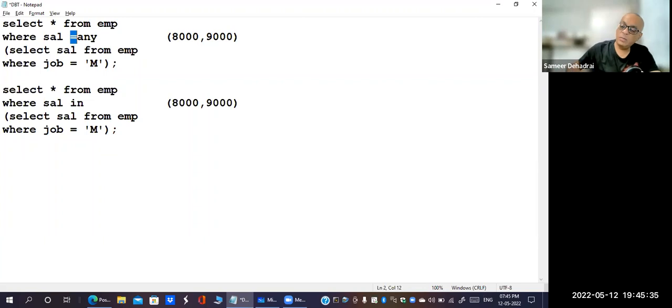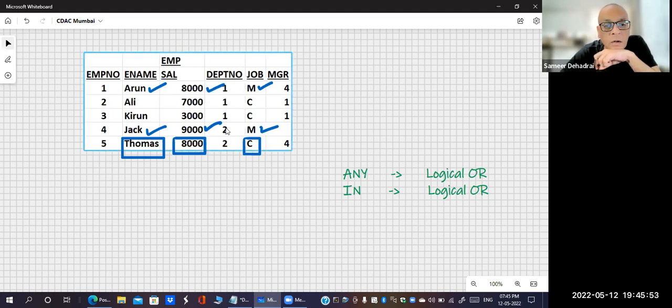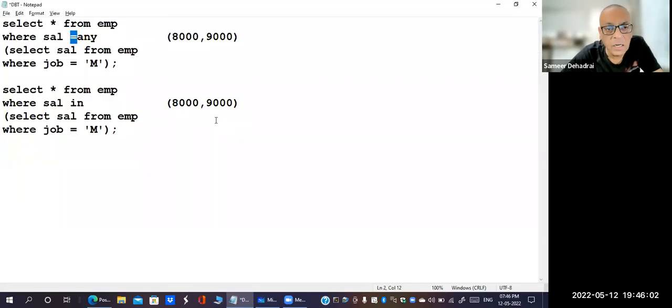A third solution. The fastest way of doing it. Look here. What is happening in our example? In our example, I have two managers. Because I have two managers, my subquery returns two rows. My subquery returns two values. And in the main query, comparison is done with two rows. Comparison is done with two values.